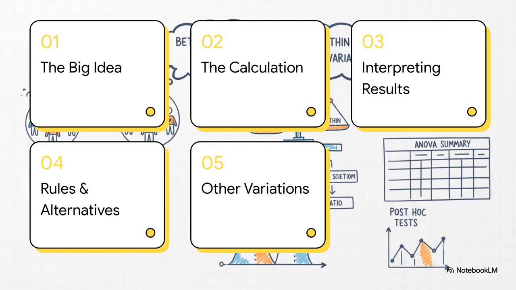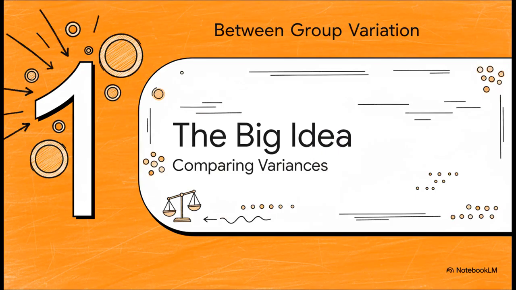Okay, so here's our game plan. We're going to start with the big idea behind it all, then walk through how it's calculated. After that, we'll figure out what the results actually mean, cover the important rules, and then take a quick look at the rest of the ANOVA family. Let's dive in. So let's get right into the core logic.